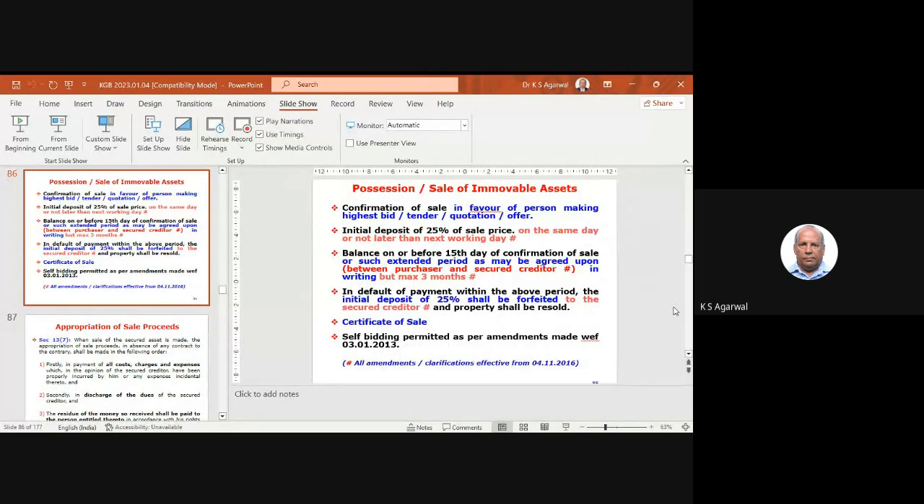In case of IP, I have to confirm the sale also. Confirmation of sale in favor of person making highest bid tender. So how the sale proceeds are received? Normally, when a person participates in auction, he first deposits 10% money, initial amount. Then if his bid is accepted, he has to deposit another 15%. So total 25% money comes to me.